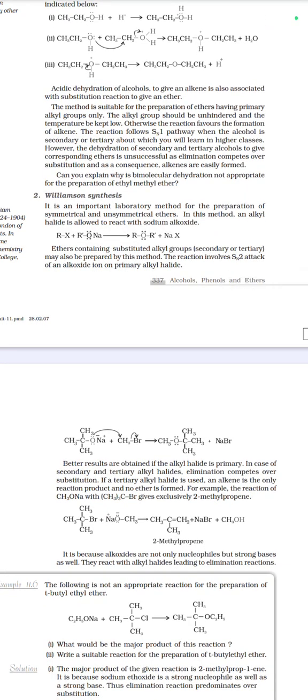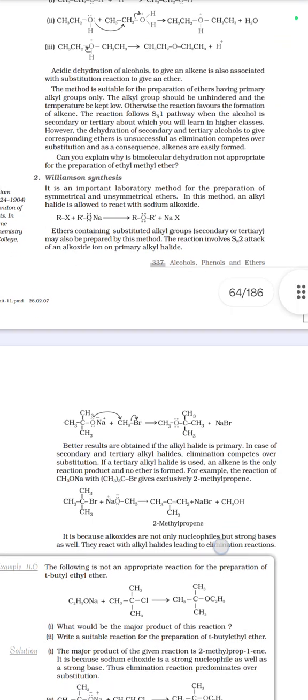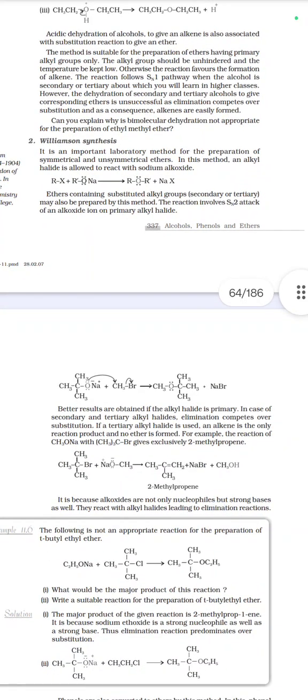Acidic dehydration of alcohol to give an alkene is also associated with a substitution reaction to give an ether. The method is suitable for the preparation of ether having primary alkyl groups only. The alkyl group should be unhindered and the temperature be kept low. Otherwise, the reaction favors the formation of alkene.